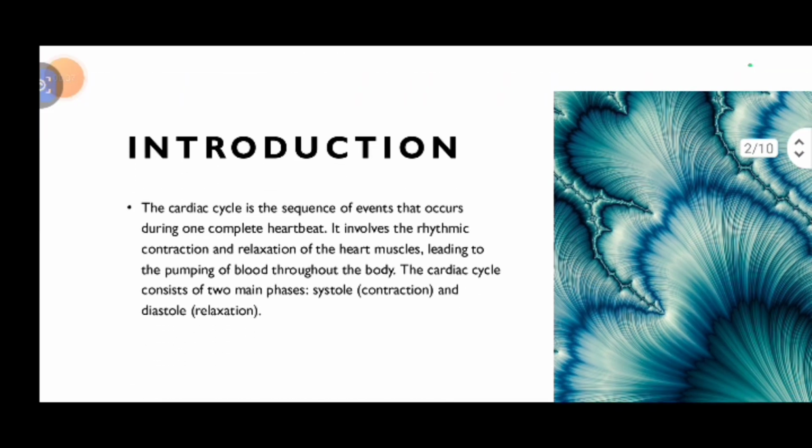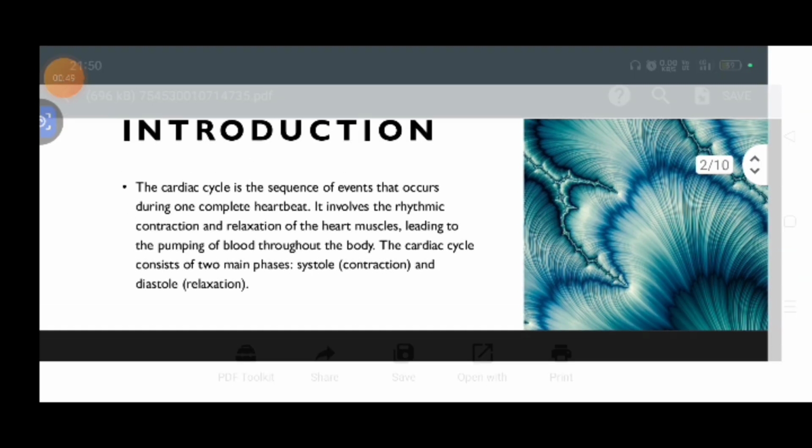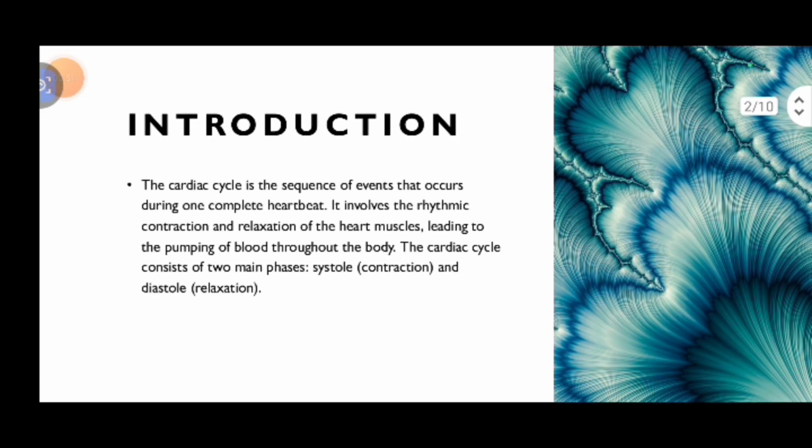Introduction. The cardiac cycle is a sequence of events that occur during one complete heartbeat. It involves the rhythmic contraction and relaxation of heart muscle, leading to the pumping of blood throughout the body. The cardiac cycle consists of two main phases: systole (contraction) and diastole (relaxation).